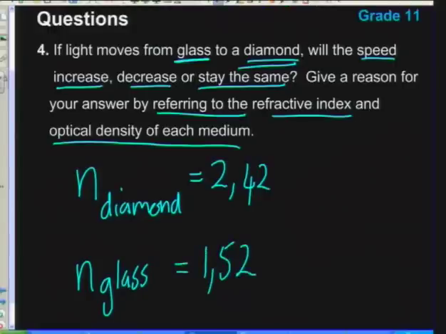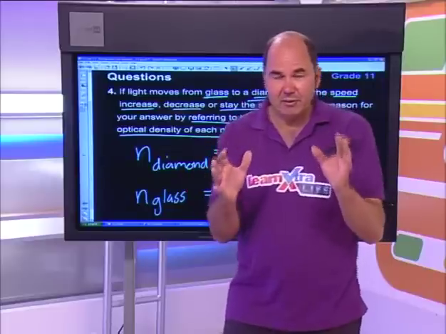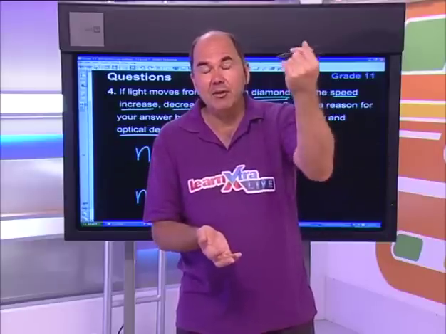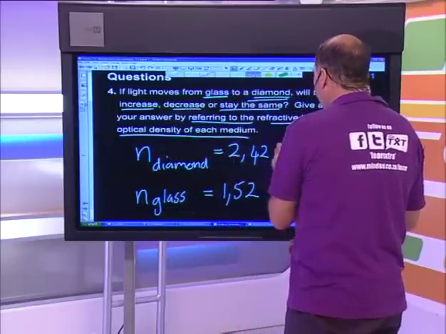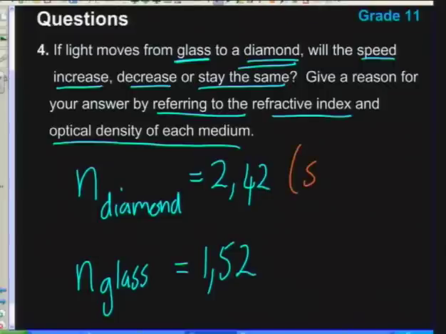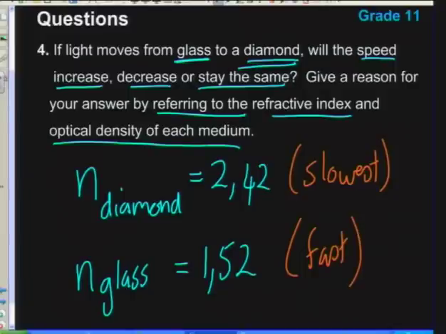So guys, let's make sure we understand what this is meaning. Which one is going to slow the light down the most? Remember, the higher the refractive index, the slower the light will travel. So immediately we can see that here is where the light is going to be slowest, and here it's going to be slightly faster. It's going to be faster, but slower than in a vacuum. So this one is going to be fast, this one is going to be slowest.